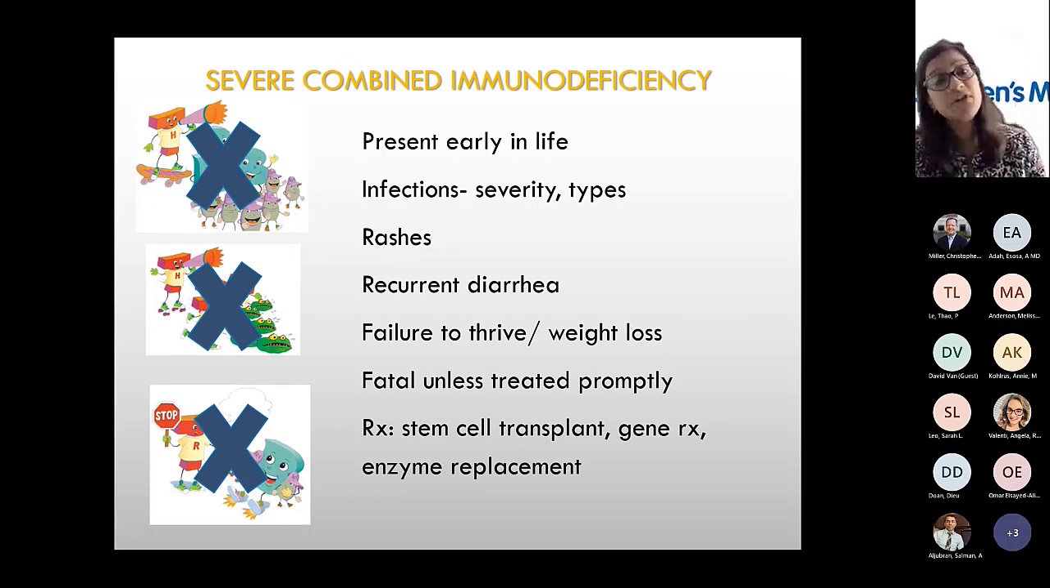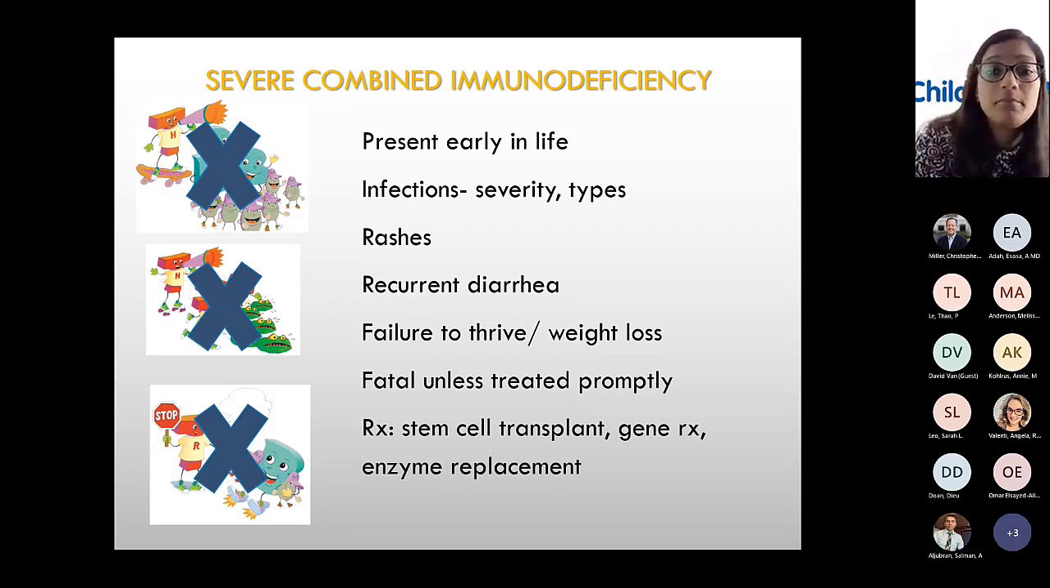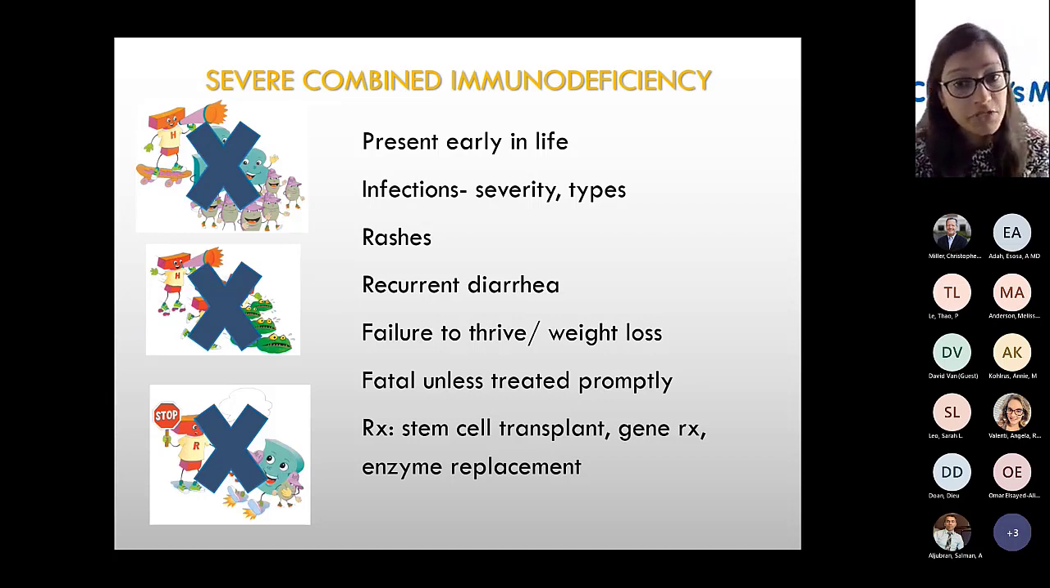So these patients will present pretty early in life when we talk about severe combined immunodeficiency. Infections can be all different types: bacterial, fungal, viral, opportunistic infections. These can be pretty life-threatening. They can have recurrent rashes or recurrent diarrhea, failure to thrive, and SCID is fatal unless treated promptly. Thankfully, the newborn screening for SCID can now pick up these patients pretty early and they can be treated. Treatment involves stem cell transplant, gene therapy is available on research basis, and then enzyme replacement is available based on some types of SCID.